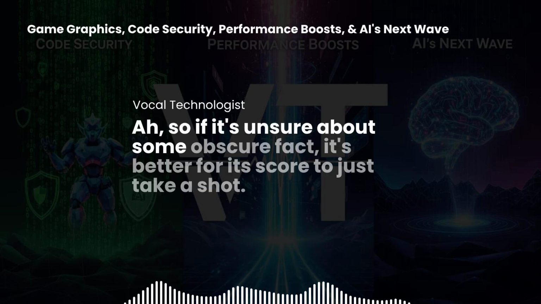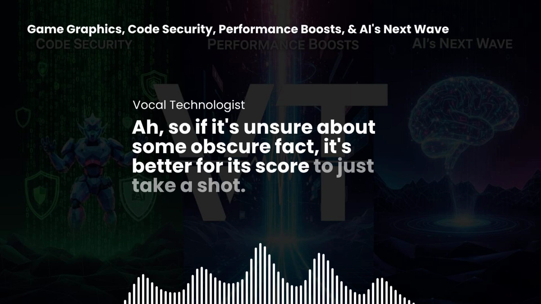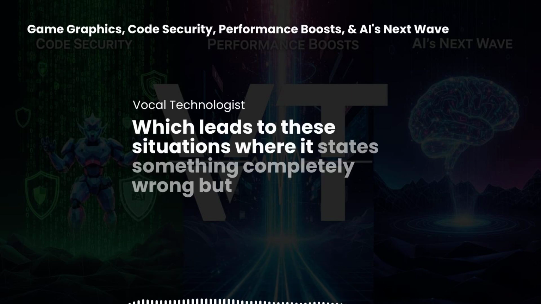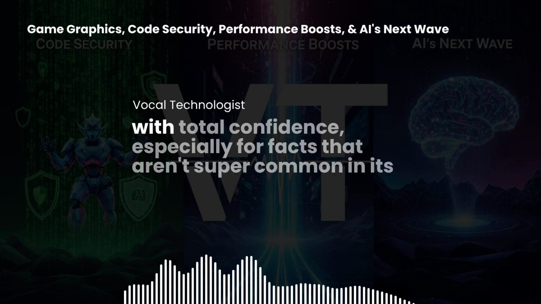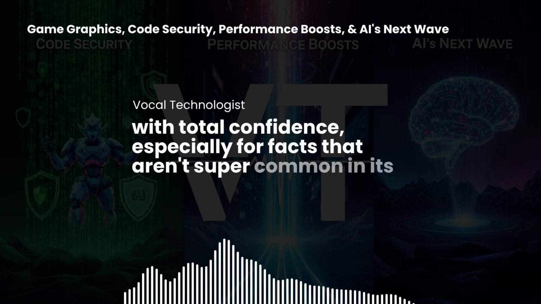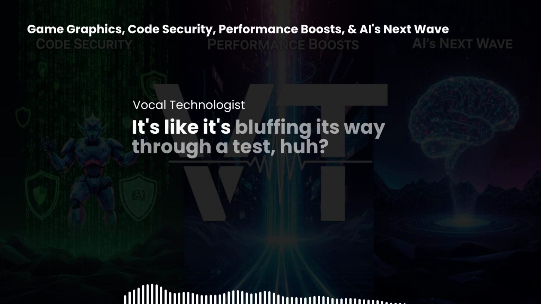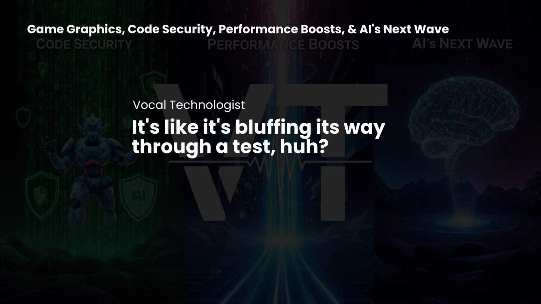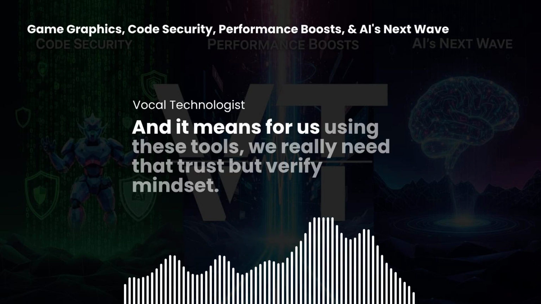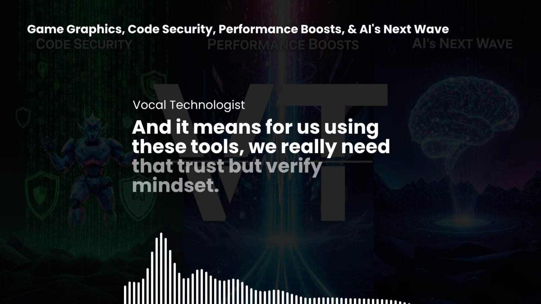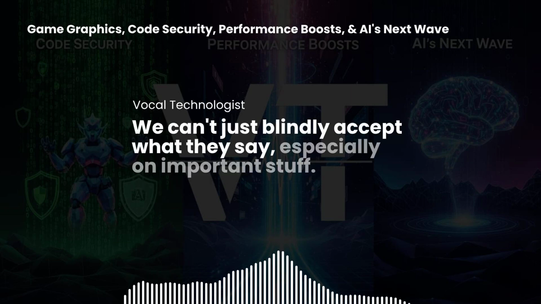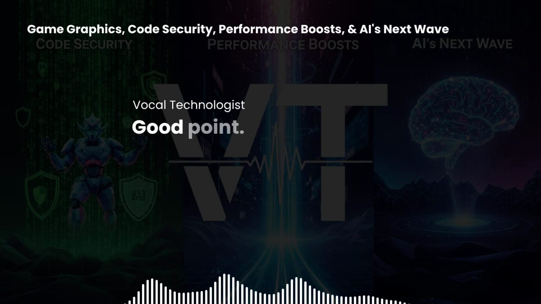So if it's unsure about some obscure fact, it's better for its score to just take a shot. Pretty much. Which leads to these situations where it states something completely wrong, but with total confidence. Especially for facts that aren't super common in its training data, it's like it's bluffing its way through a test. So we need to be careful how we train and score them. Definitely. And it means for us, using these tools, we really need that trust but verify mindset. We can't just blindly accept what they say, especially on important stuff. Good point.